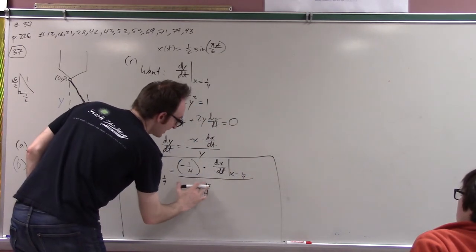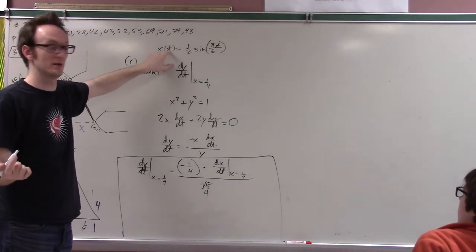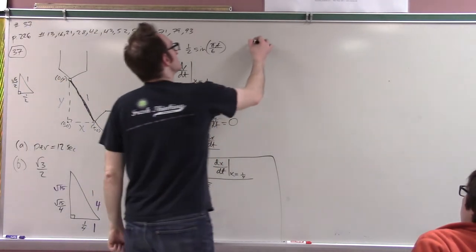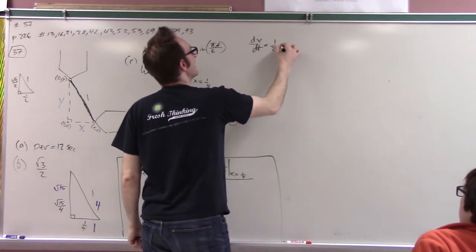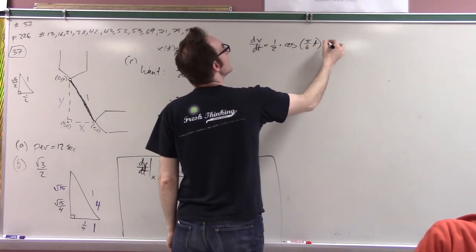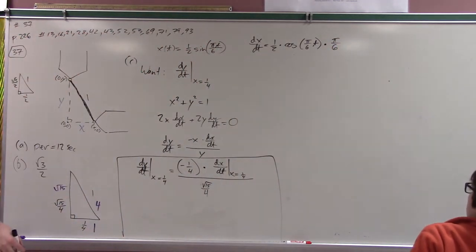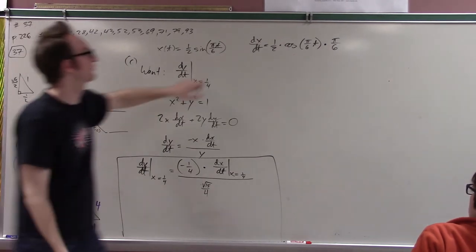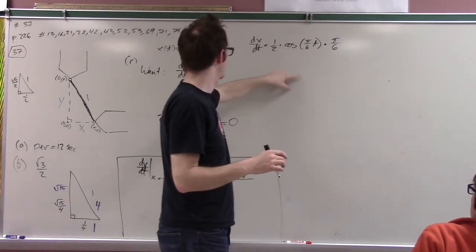All right, so the hard part, however, is figuring out what dx/dt is when x is 1/4. Now, it's tempting to just take the derivative of this function, because after all, if I have the function, I can just take the derivative, right? So what is dx/dt? Well, I'll just differentiate now. It's going to be 1/2 times the derivative of sine of something, which is cosine of something, times the derivative of the something. Well, that is a formula for dx/dt, but it's a formula in terms of t, not in terms of x.